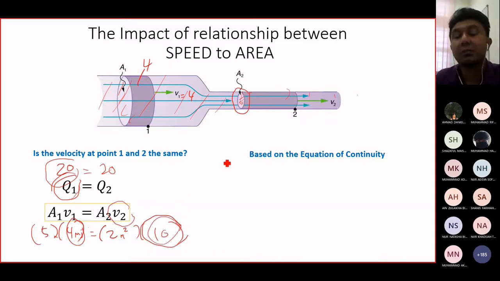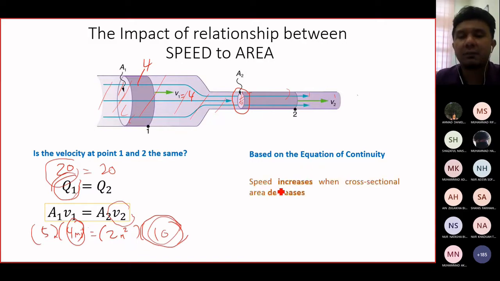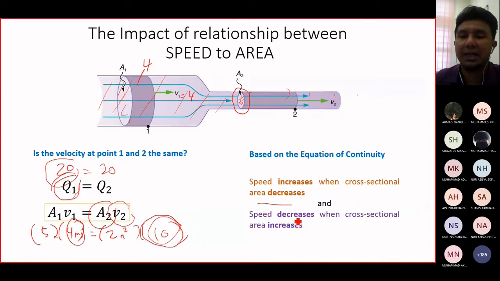Okay, so vice versa. Based on the equation of continuity, speed increases when cross-sectional area decreases. And the same thing, speed decreases when cross-sectional area becomes bigger. Okay, so it is inversely proportional.